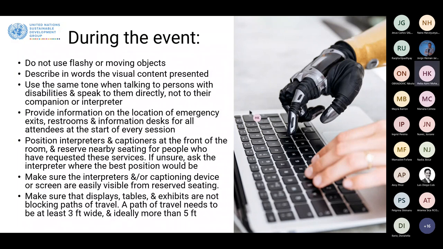And when you are streaming this event online, be sure that the interpreter and the live captioners are able to be seen from all the different angles and through the screen on the online platforms that you're using.